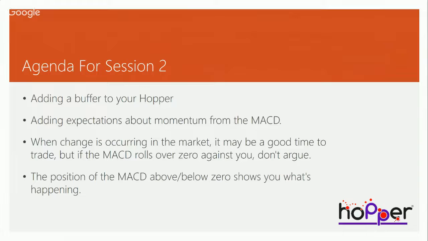I'm going to be showing you how you can have expectations about momentum from the MACD. When change is occurring in the market, it might be a good time to trade, but if the MACD rolls over 0 against you, you don't want to argue. I'm going to show you some ideas about that. The position of the MACD above or below 0 really shows you what's going on in the market, and that's what today's session is going to be about.